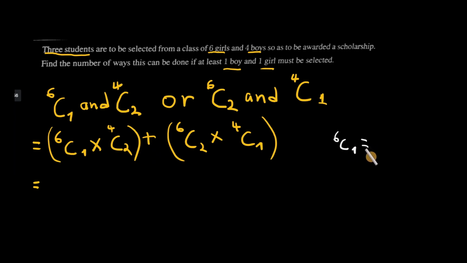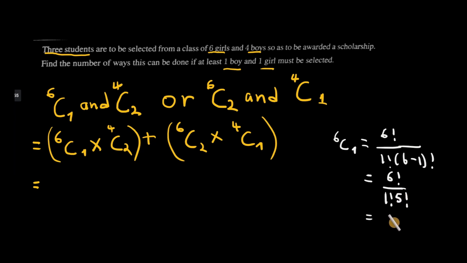6 combination 1 is the same as 6 factorial all over 1 factorial into 6 minus 1 factorial, which is the same as 6 factorial all over 1 factorial, since 6 minus 1 is 5. 6 factorial is the same as 6 times 5 factorial. 1 factorial is 1, so 1 times 5 factorial is 5 factorial. Now 5 factorial cancels, then we have 6. So here is 6 times 4 combination 2.